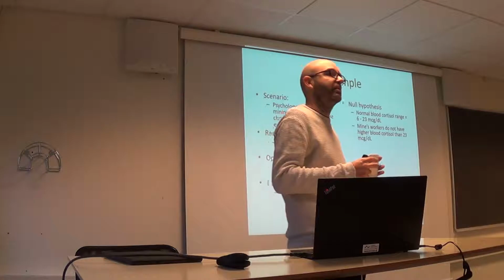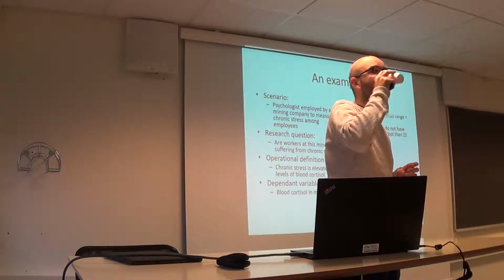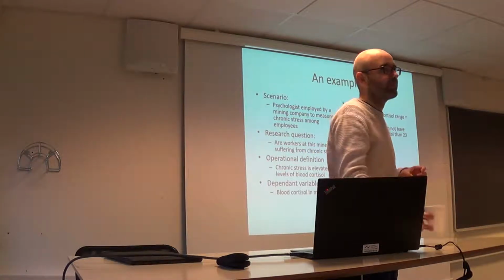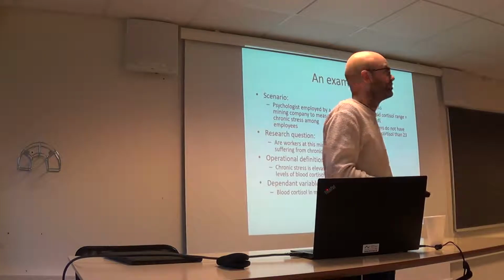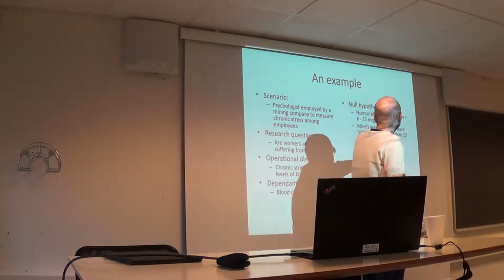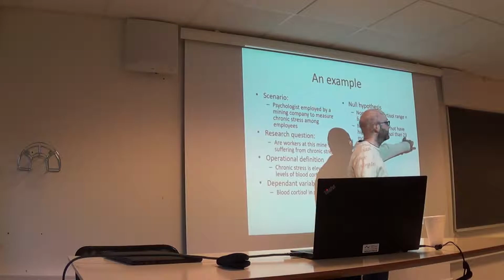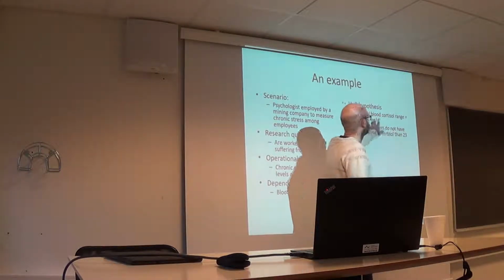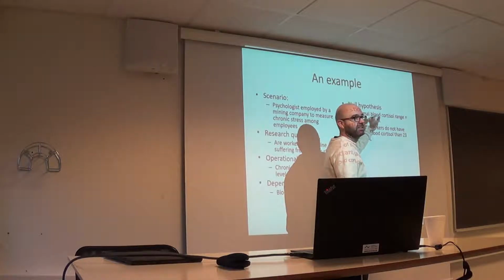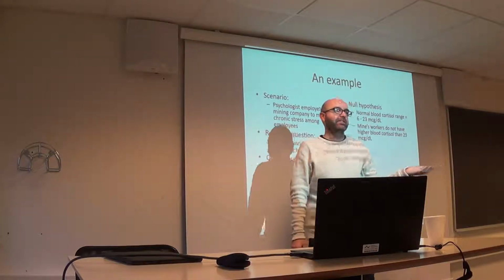Going one sentence back: you said we are going for the upper boundary. What do you mean? We're defining stress as anything higher than 23 micrograms per deciliter. Okay. Because that's the normal range. And that's a choice. You don't have to do it that way.